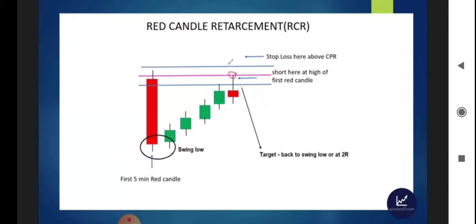Shorting here would give a good risk reward, because you can keep your stop loss above the CPR and take profit back at the swing low. The swing low is this. Your stop loss would be very small. So that is what trading is.